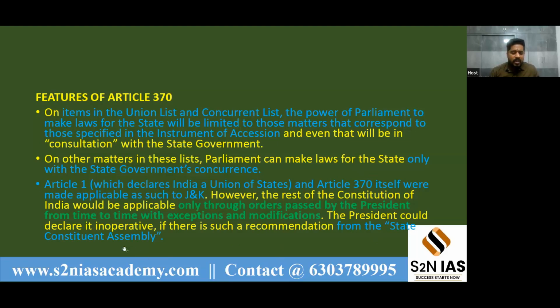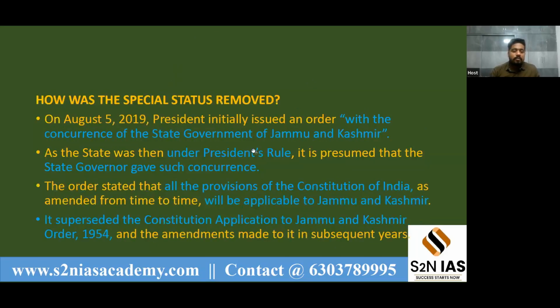In the place of the State Constituent Assembly, when the state was under President's rule, no Constituent Assembly will be there, no legislature will be there. So the governor assumed all the charges, and the governor recommended to the president to declare this Article 370 as inoperative. Means the special status was removed from the Constitution of India.